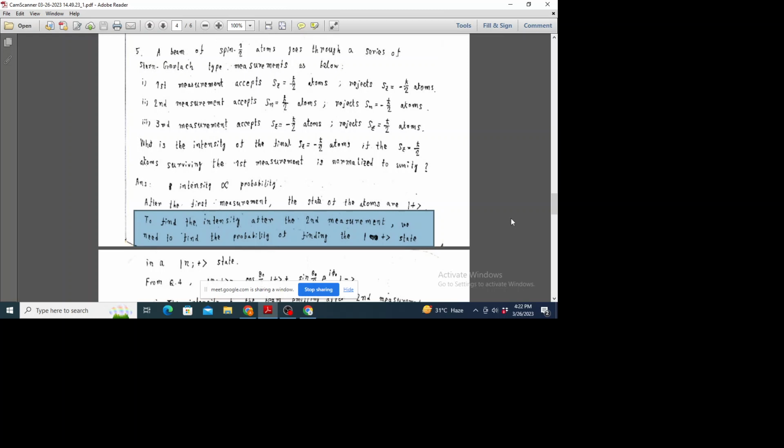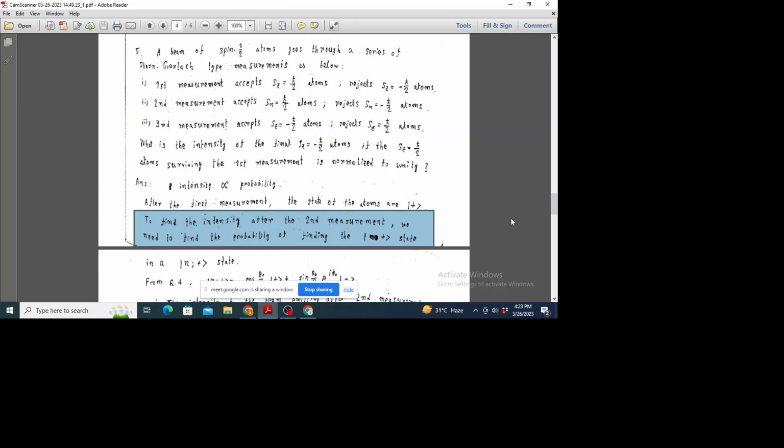So it had nothing to do with frequency, which was energy, but intensity was the number of photons. Similarly here also, the intensity will be the number of atoms that pass through. So what is probability?